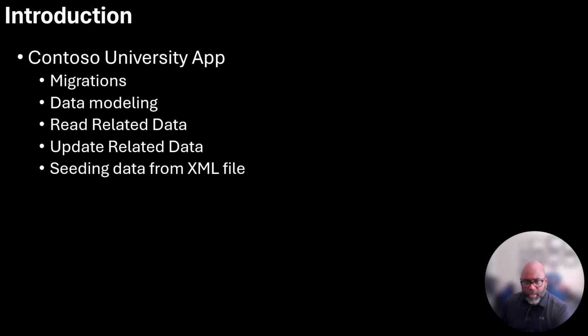Specifically, we're going to implement several of the other entities related to the application. Last lecture, we implemented the courses, and now we're going to focus on things like enrollments, instructors, courses, and so forth. We're also going to read and update related data. And lastly, we're going to implement some code that's going to allow us to read data and seed our database from an XML file.